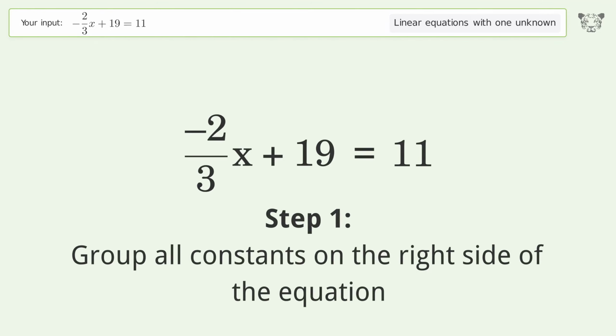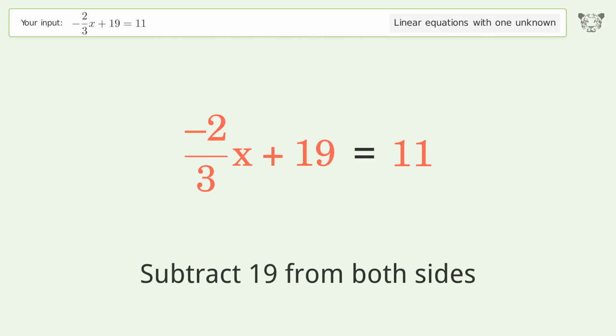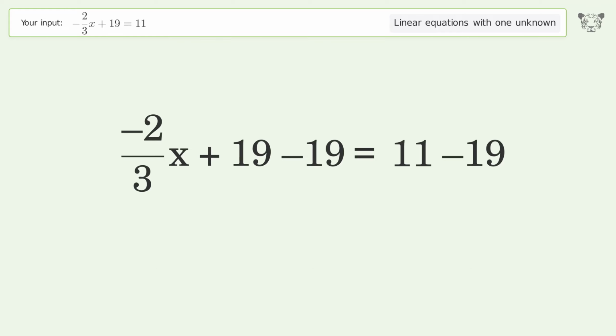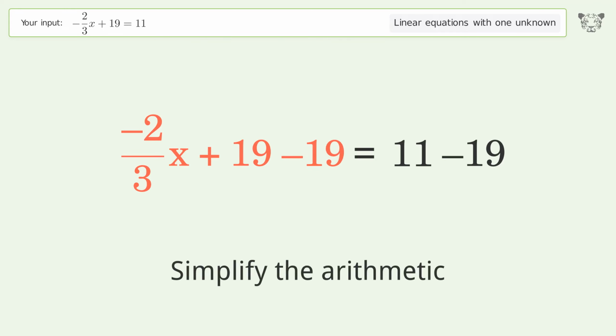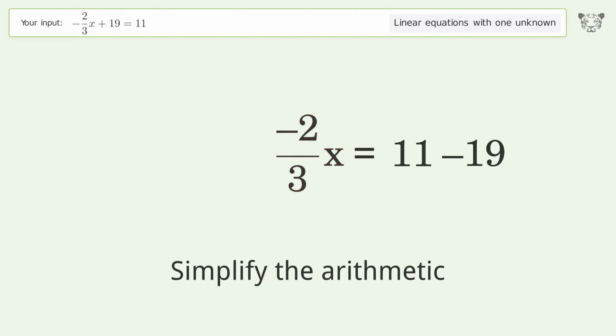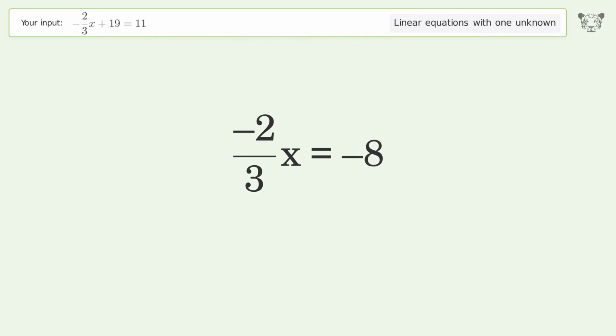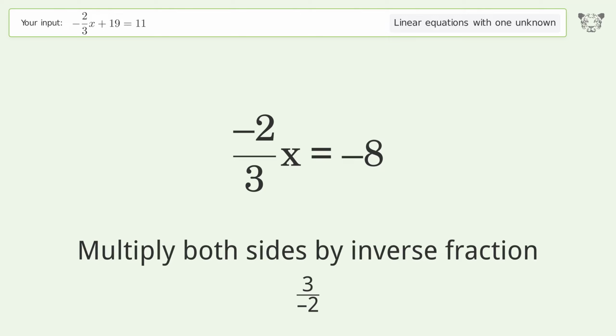Group all constants on the right side of the equation. Subtract 19 from both sides. Simplify the arithmetic. Isolate the x. Multiply both sides by inverse fraction 3 over -2.